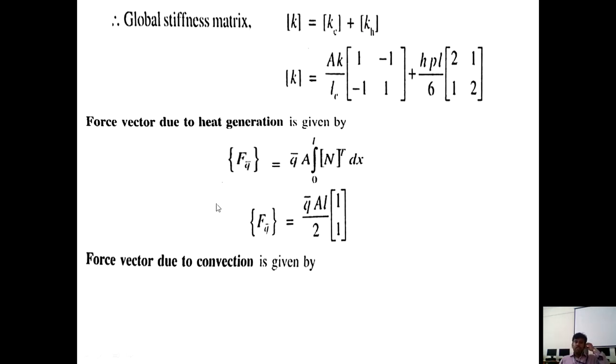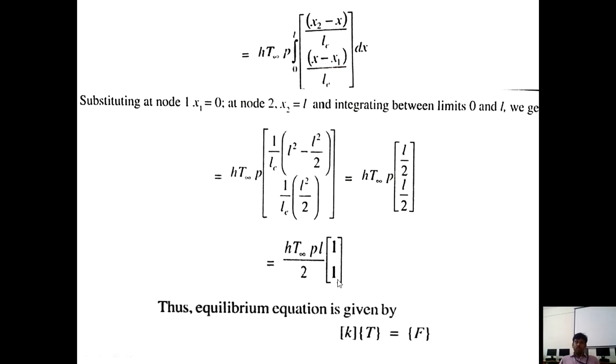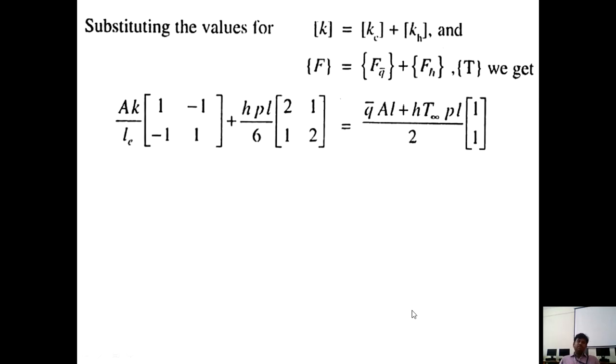But along with that heat generation, convection, as we already discussed previously, gives H T infinity N transpose into dx. Substituting and integrating this, I am going to get H T infinity perimeter L by 2 into [1, 1]. Got it? So finally the equilibrium equation is given by K into T equals to F.